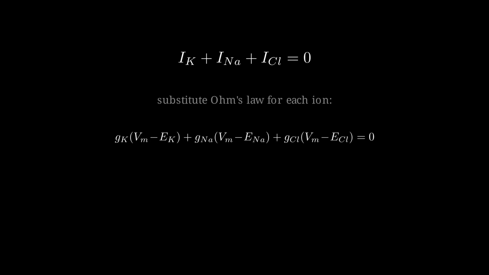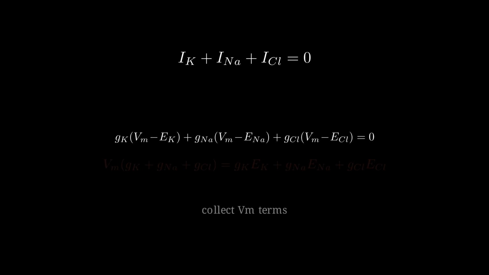So we can write that the total current is equal to the potassium current plus the sodium current plus the chloride current, and at equilibrium, the current is zero. We can also substitute Ohm's law for each ion, and that gives us the following equation. Expanding the brackets and collecting all of the membrane potential terms on one side gives us the following.